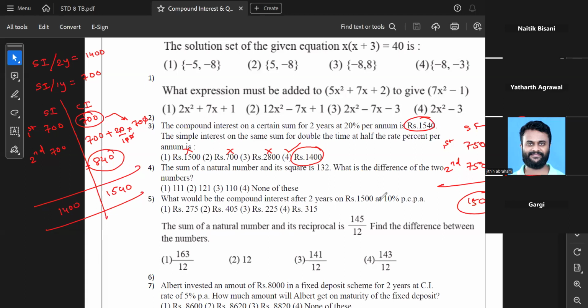Yes, Naitik, tell me your doubt. Yes, sir. I didn't understand for the second year in the simple interest how you calculated it, and if it goes on till the third year, then what should be the process? Okay, so first of all, simple interest every year will be the same. So if in the first year it is 700, every year it will be 700. Second year, third year, fourth year. Only what changes is the compound interest.